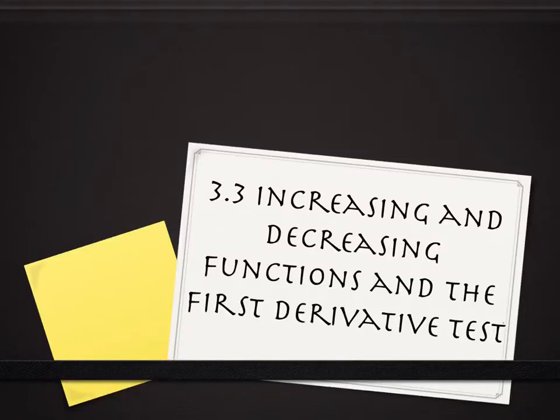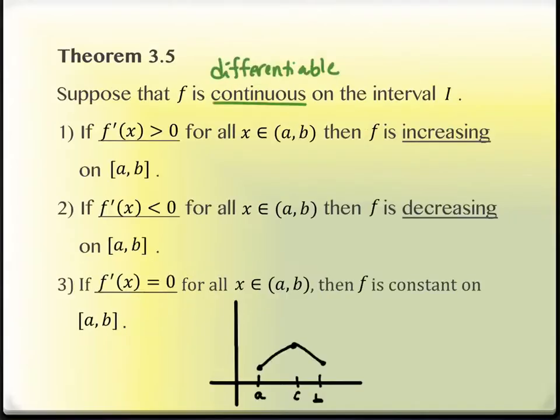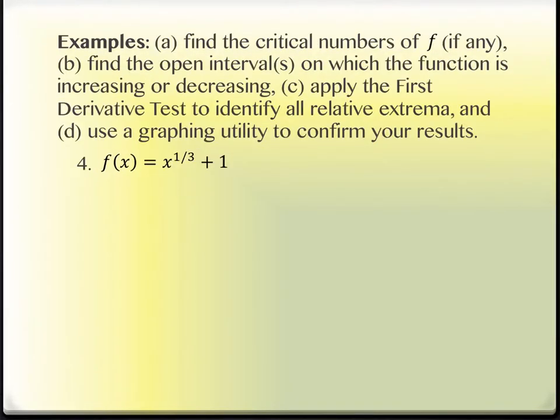Started section 3.3 last night, talking about increasing and decreasing functions, and specifically about the first derivative test. And we left off on problem number 4. If you'll remember, the directions are to find critical numbers and open intervals where it's increasing or decreasing, which involves taking a derivative, setting it equal to 0, creating a sign chart, and then applying the first derivative test to decide if we have maxima or minima, and then graphing things to confirm.